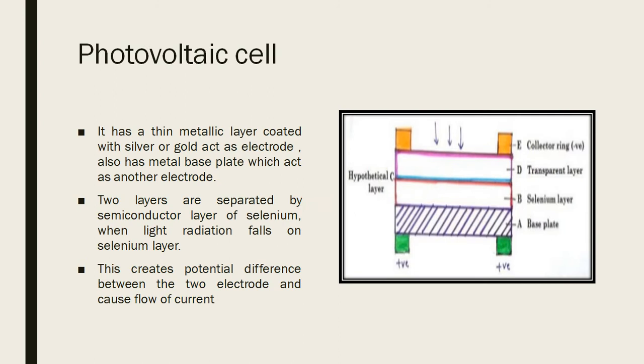Next is photovoltaic cell. As shown in the diagram, it has a thin metallic layer coated with silver or gold, which acts as an electrode. Then there is also a metal base plate which acts as another electrode. The two layers are separated by a semiconductor layer of selenium. When light radiation falls on the selenium layer, this will create a potential difference between the two electrodes and cause flow of current.